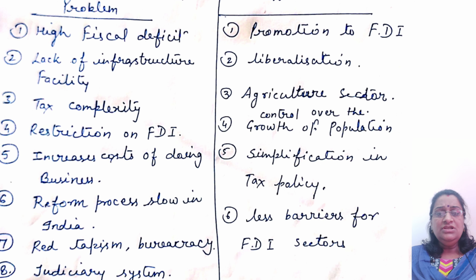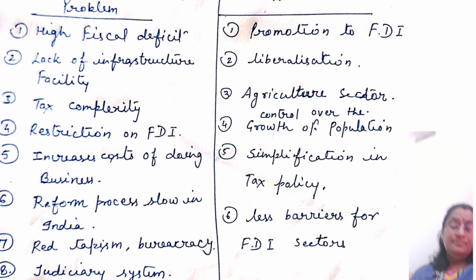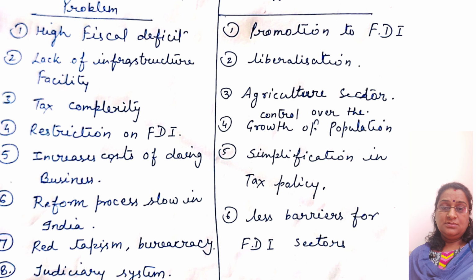We need to improve the functioning process or the functioning system of the judiciary in India. Now we come to the points which are the suggestions or the recommendations which may provide strength to the business environment in India. It may improve our environment for business.